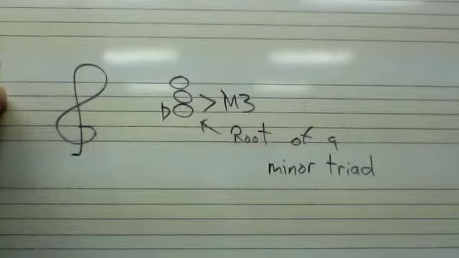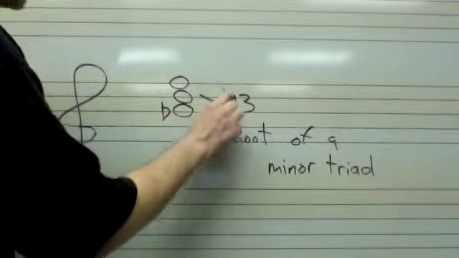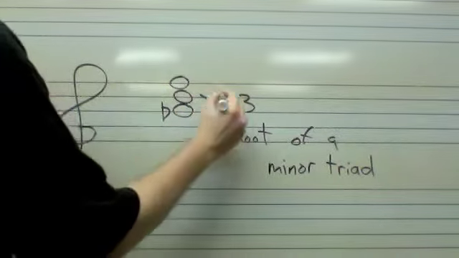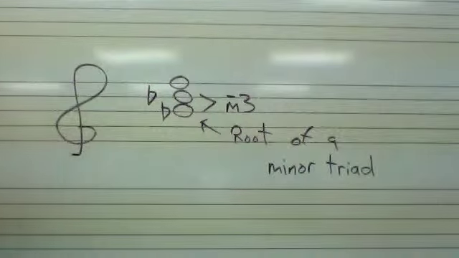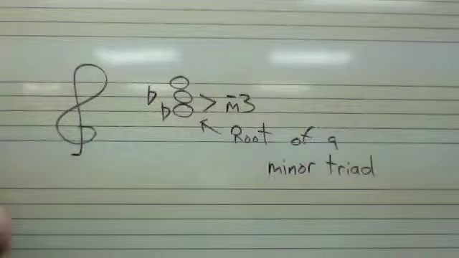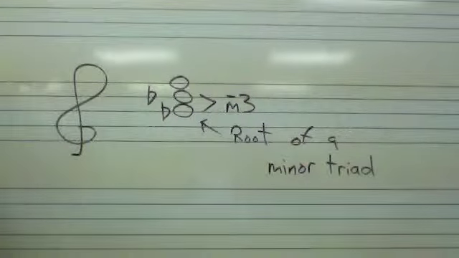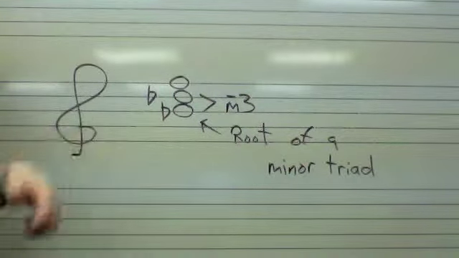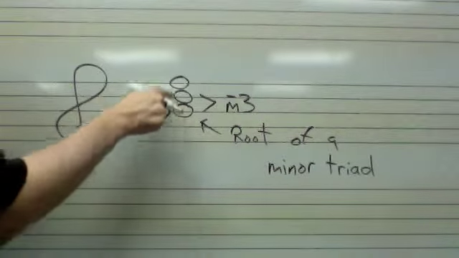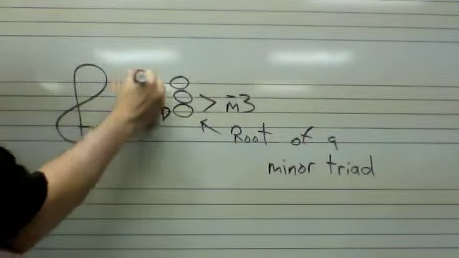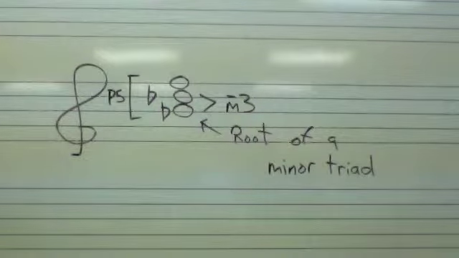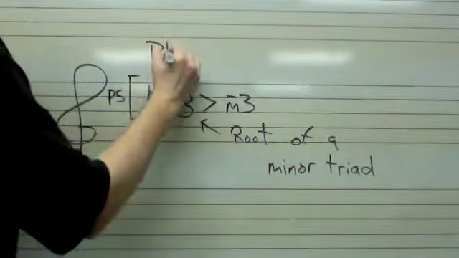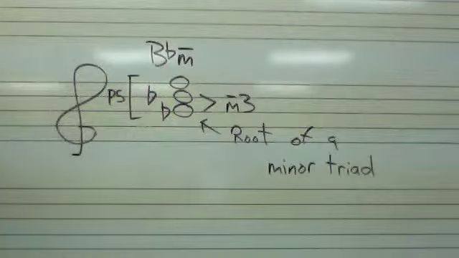We can't change the root because that was already given. So we have to somehow turn this into a minor third. And that's pretty easy. Because it was major, with a D natural, we make it smaller by putting a flat in front of the D, and then it becomes a minor third. The interval from B flat to F is a perfect fifth. Now it's a minor triad. So a B flat minor triad is spelled B flat, D flat, F.